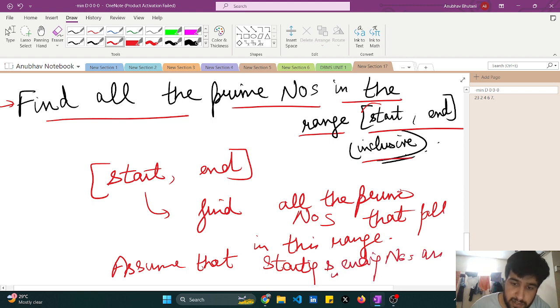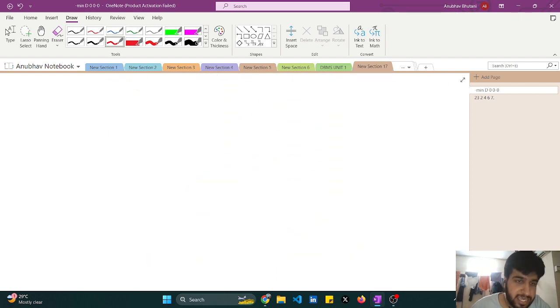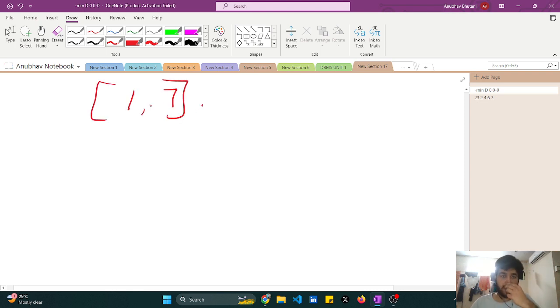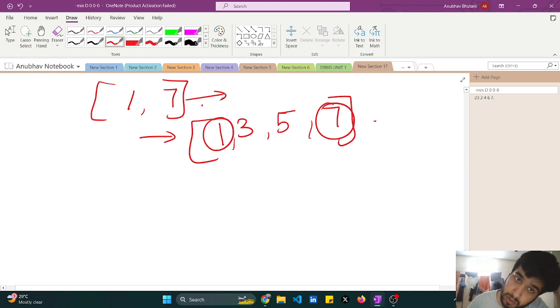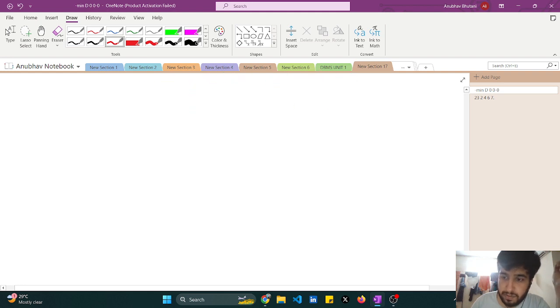If I give you an example of what I am saying by this, suppose I am given the range 1 to 7. So what can be my prime numbers? 1, 3, 5 and 7 also. So this 7 and this 1 are also included in my answer. Now this is what I will need to do.